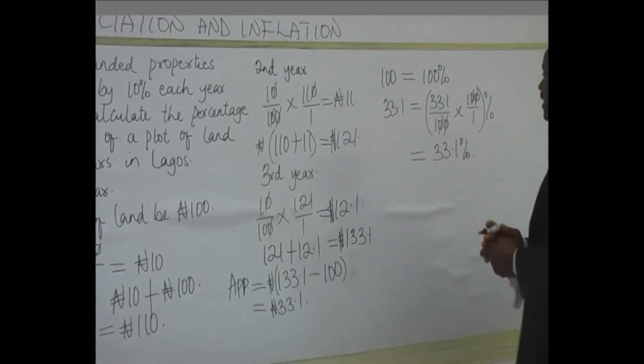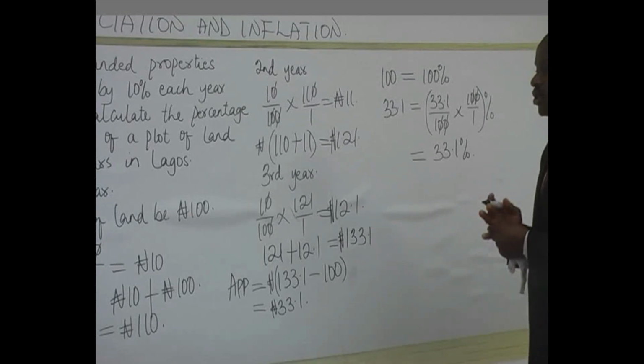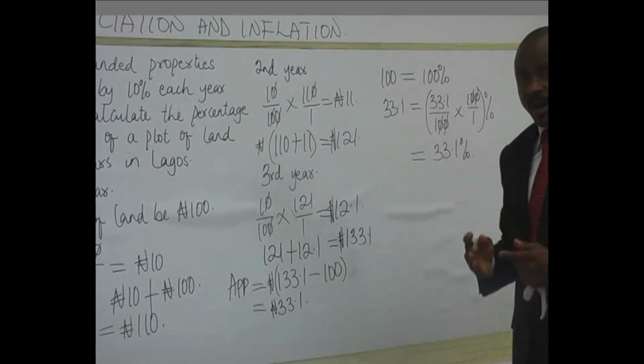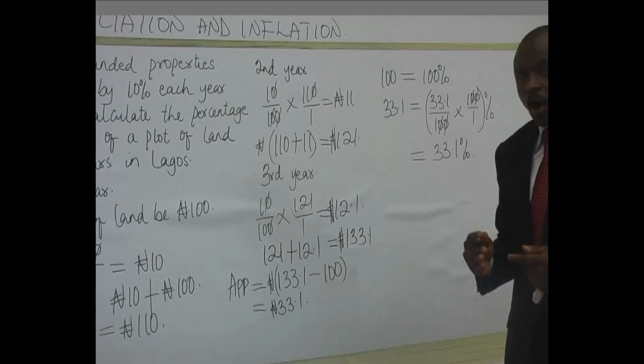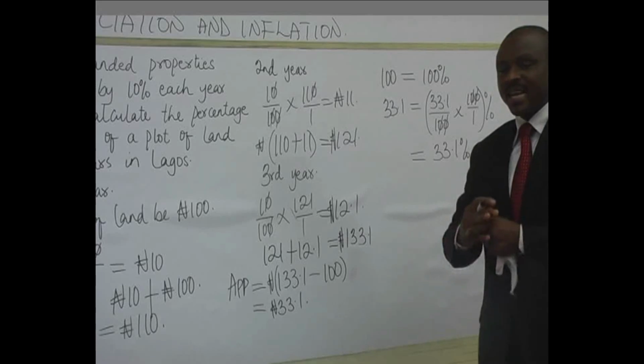That means that in 3 years, if landed properties appreciate by 10% each year, a landed property that has the value of 100 naira will appreciate by 33.1% in 3 years.